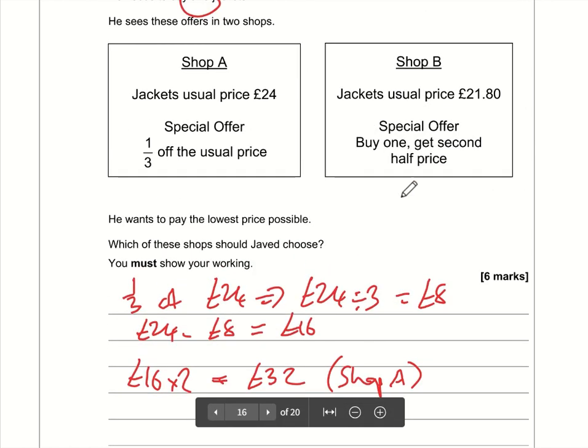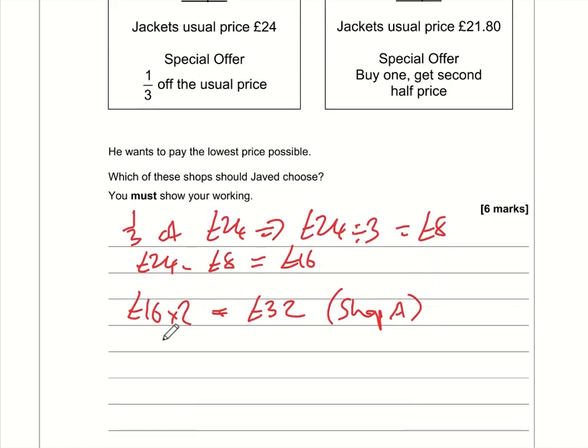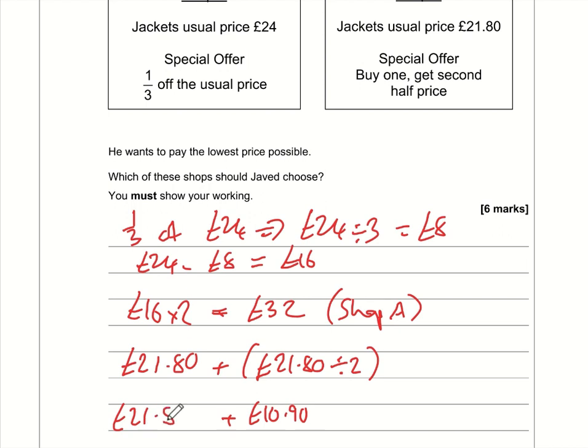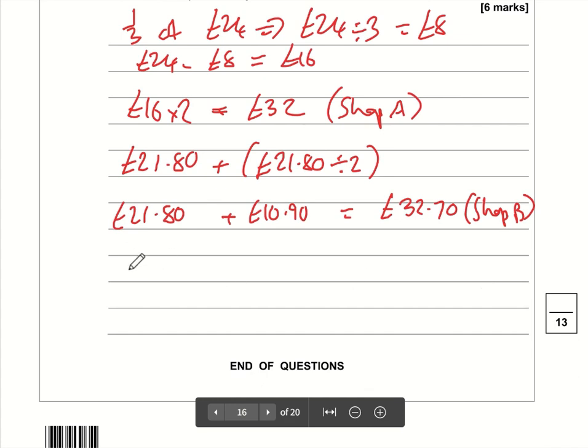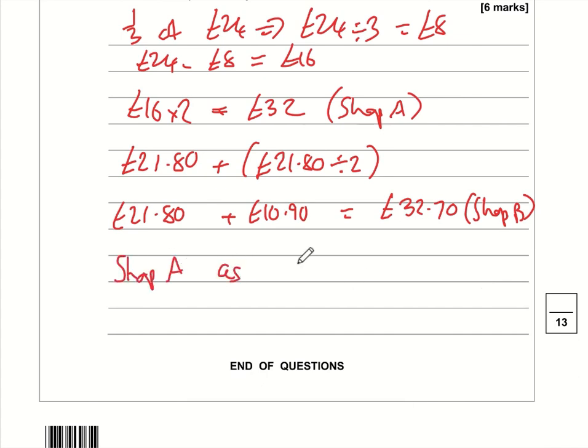Okay, so shop B was buy one, get one, the second one is half price. So the first one is going to be £21.80 plus whatever a half of £21.80 is. So let's divide £21.80 by 2, and that is £10.90. So £21.80 plus £10.90, that comes to £32.70. So that is shop B. So which is cheaper? Well, shop A is cheaper, as the price is 70p less. There we go, and that takes us to the end of the assessment.